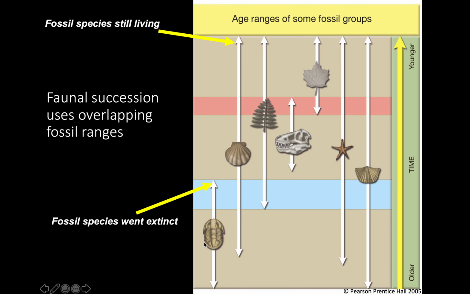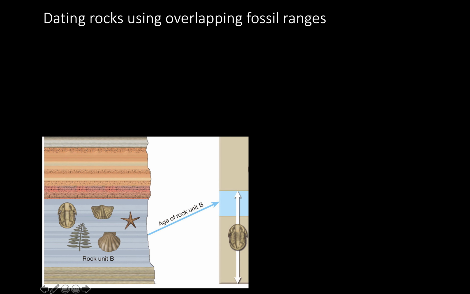All right, this is a trilobite, a clam, a leaf, a T-Rex skull, it looks like, or some theropod dinosaur, another leaf, a starfish, and a brachiopod. All right? So let's use our overlapping fossil ranges. Let's say here is the age of rock unit B.